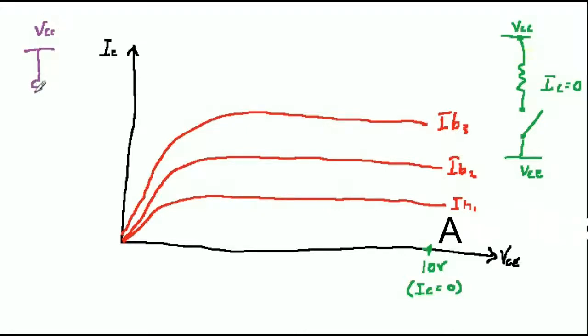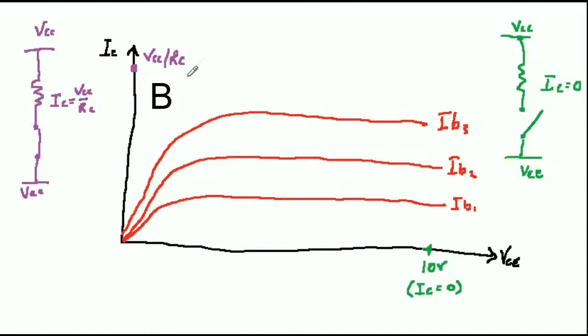Next, consider what happens in the other extreme situation when the transistor is fully on. Now IC is limited only by RC. I'll plot IC in this situation on the graph as point B. IC is equal to VCC minus VE over RC. So in our design, IC is equal to 10 volts divided by 5K, which is equal to 2 milliamps. Now draw a line joining these 2 points.